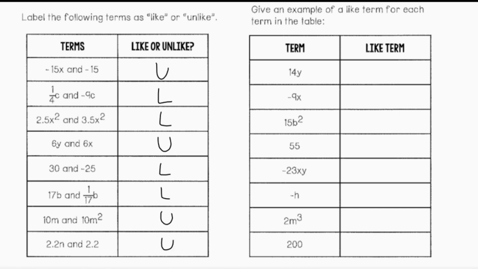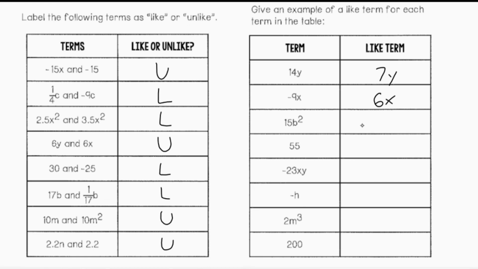Now we want to give an example of a like term for each term in the table. So I've given a list of terms. I want to create a like term. Just because you don't have the same like term as mine doesn't mean you are wrong. You can have an infinite amount of like terms with one term. You just want to remember that it has the same variable and the same power. So 14y, a like term could be 7y. Negative 9x, a like term could be 6x.